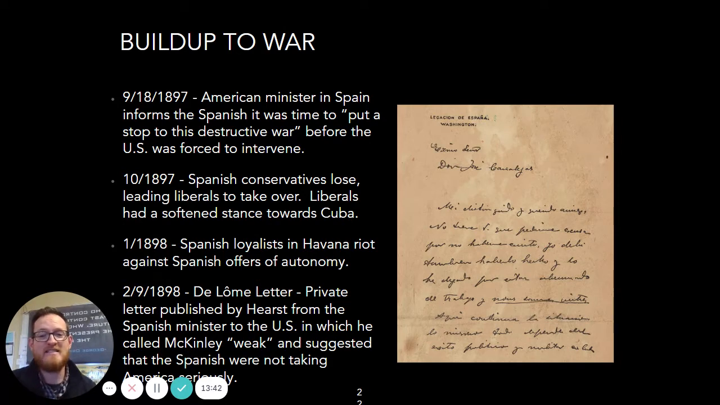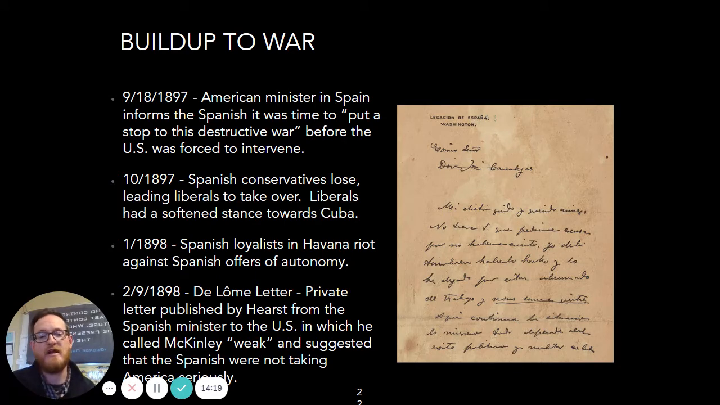In September of 1897, the American minister informed Spain that it was time to put a stop to the destructive war before the U.S. was going to have to intervene. So basically he's saying, hey, end it or we're going to get involved. October of the same year, Spanish conservatives lose, leading liberals to take over in Spain, and they have a softened stance towards Cuba. Though you're going to see, January of the next year, Spanish loyalists in Havana riot against Spanish offers of autonomy. So they weren't happy with the liberals in Spain and what they were doing there.